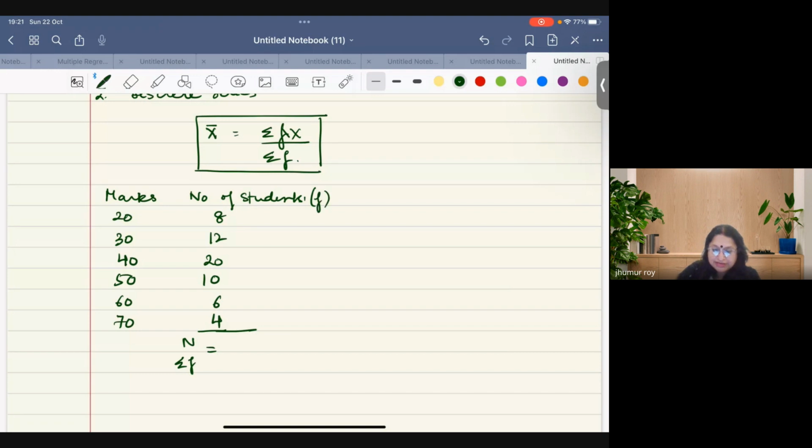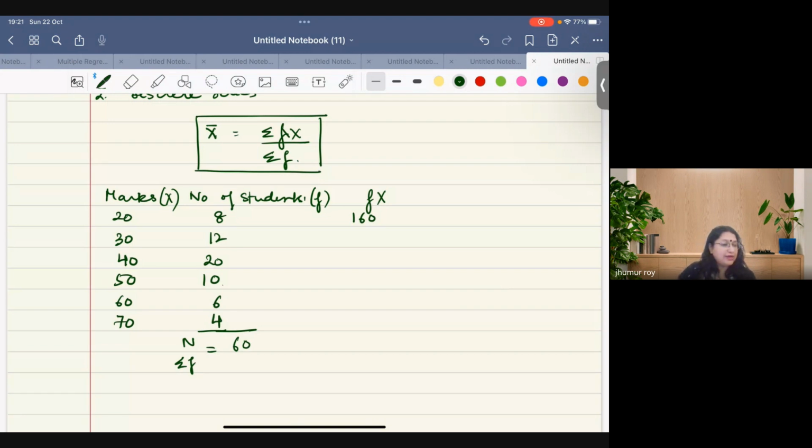This is your frequency column. This is your x column. After this, we need to calculate fx. First, tell me the sum total. The sum total, correct, is 60. You have to add up these values, 8, 12, 20, 10, 6, 4. So it is 60.